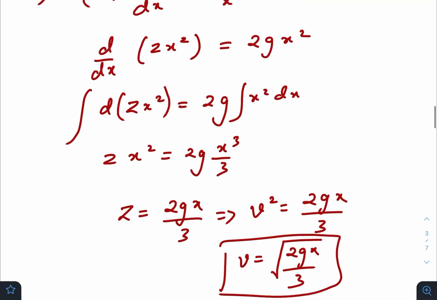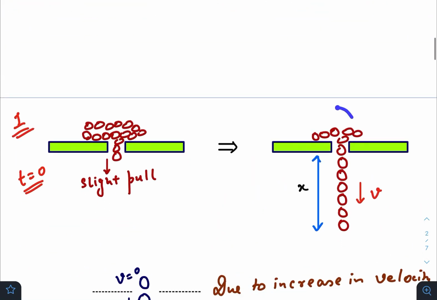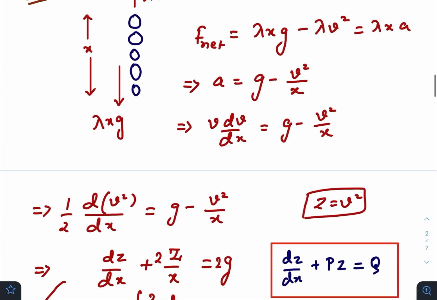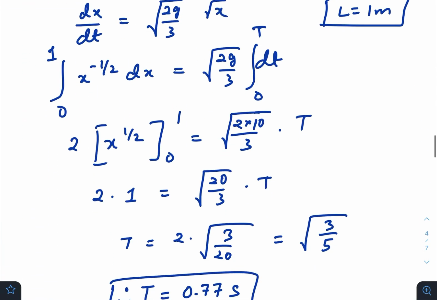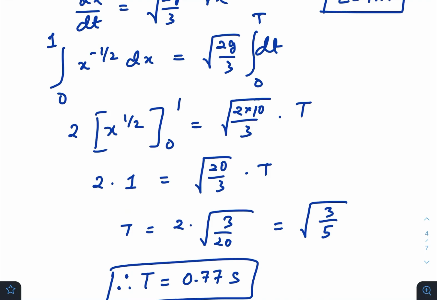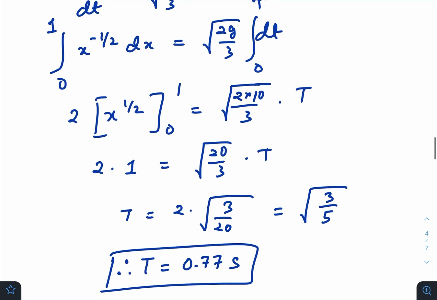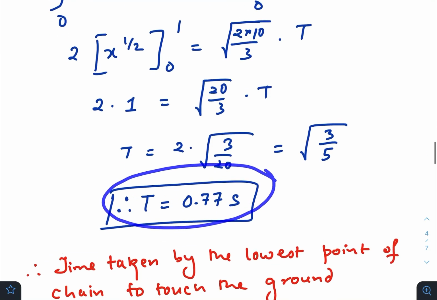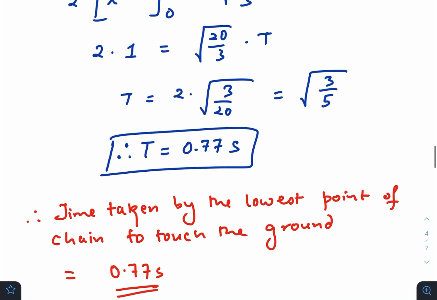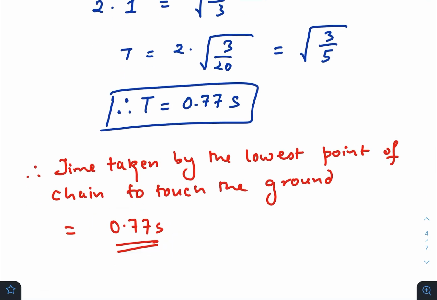Okay, because the length of the chain is 1 meter, and the height of the table is also 1 meter. So the whole chain will be vertical at that time. So 0 to 1, which is the length of the chain, or actually the height of the table, which is also equal to the length of the chain. If you calculate this one, you will get t equals 0.77 seconds. That means the time taken by the lowest point of the chain to touch the ground would be 0.77 second from the initial starting of the motion. Okay, so we got our second answer.